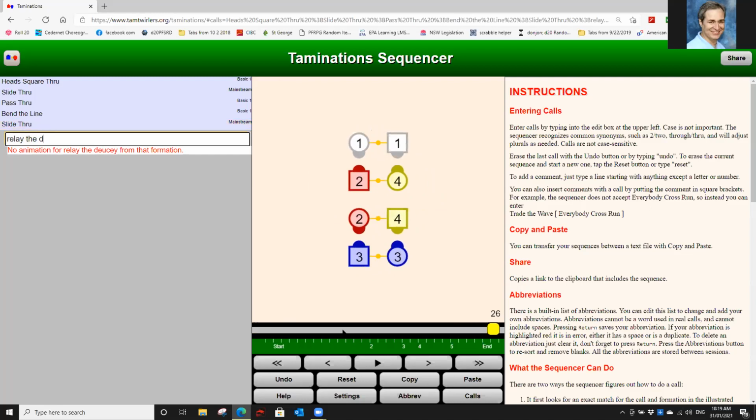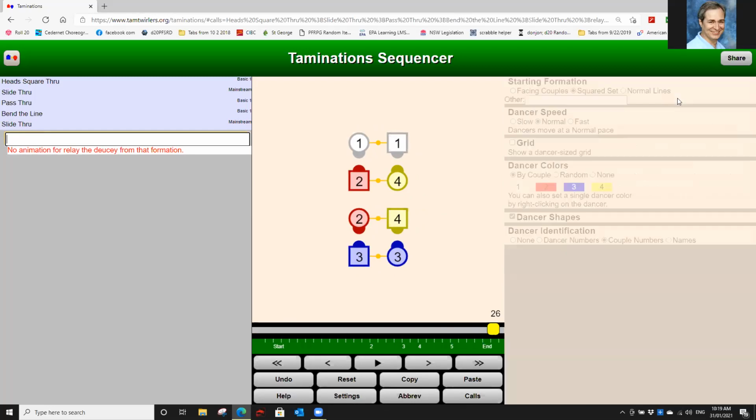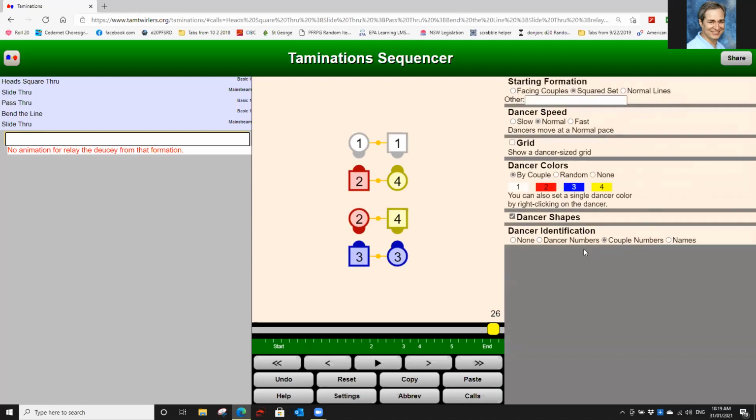They would be like, say, here's the way to set it up. Please. I don't know why relay the deucey doesn't go in there. Do you have it limited to basics or something, or mainstream? Don't think so. Set me up with movements, Michael.